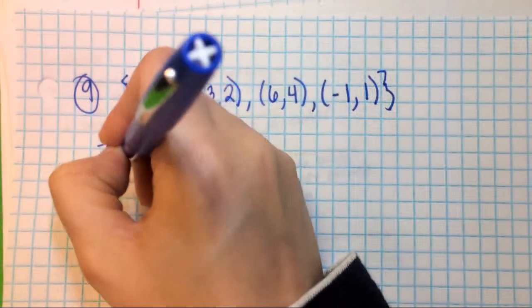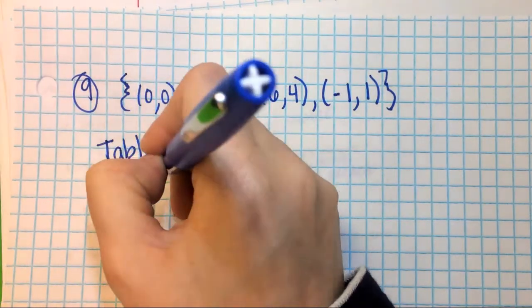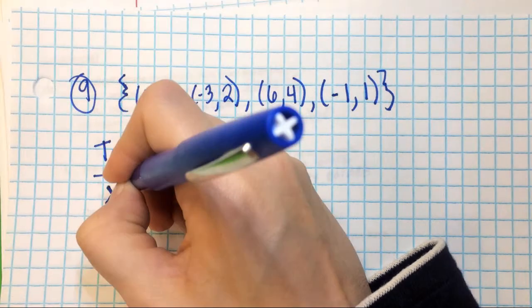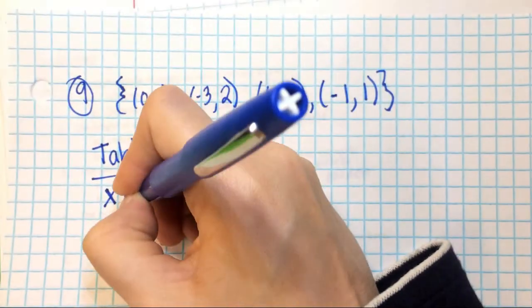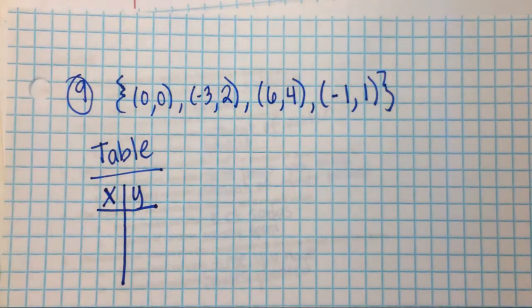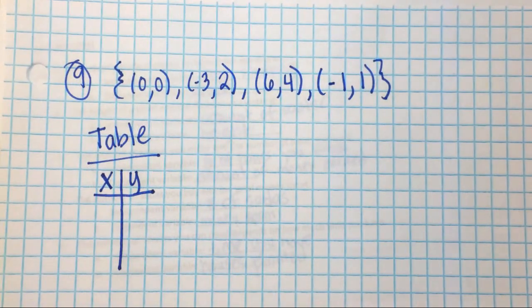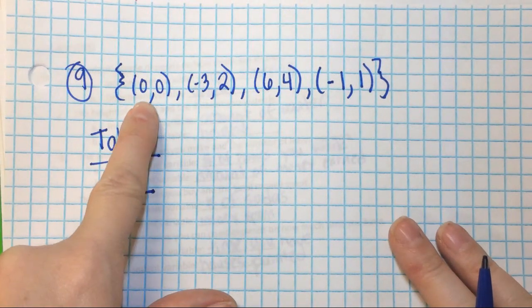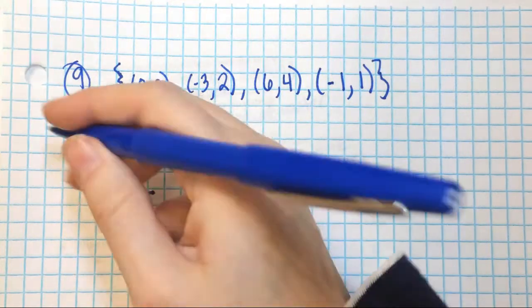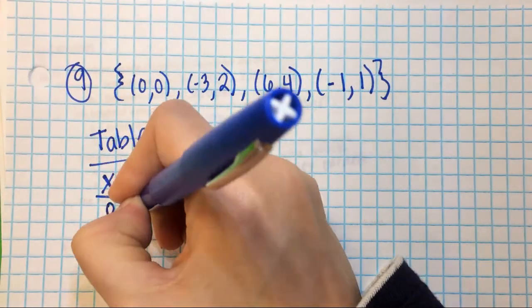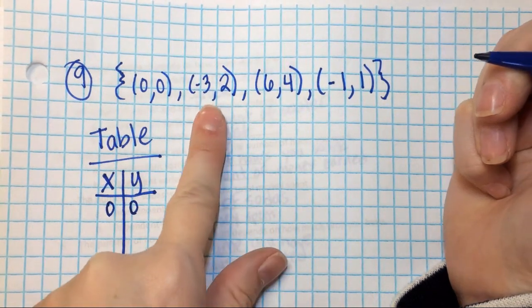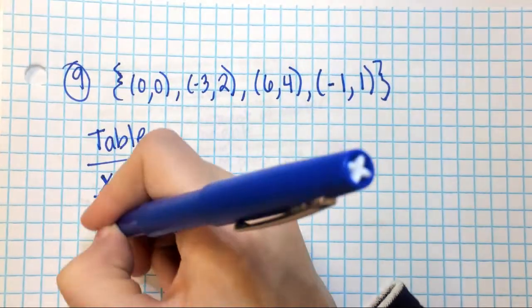So first, a table. When you do a table, X is on the left, Y is on the right. Bless you. And then a table, you don't have to write them in order from least to greatest. You can just copy. So the first point is 0, 0. So I just write exactly what I see. 0, 0. And then the next point, -3, 2.